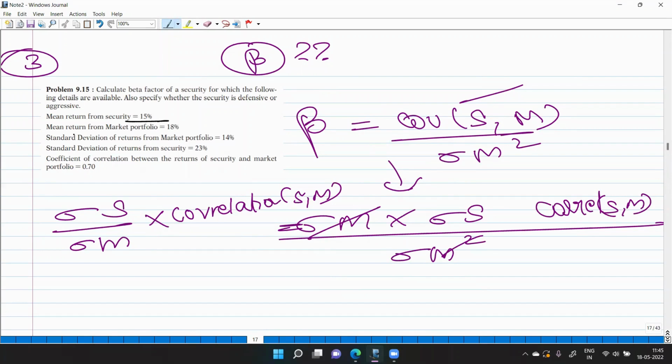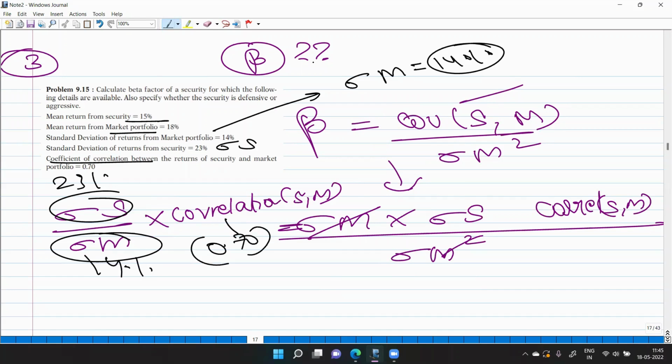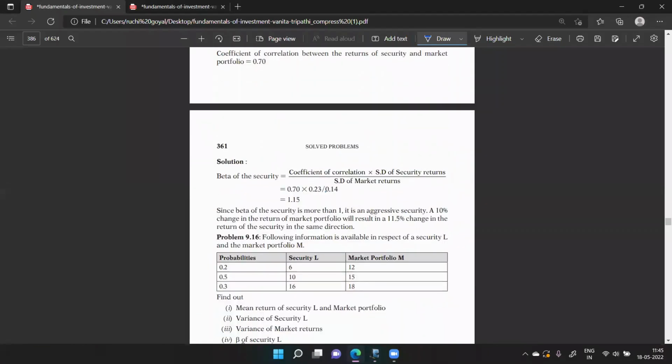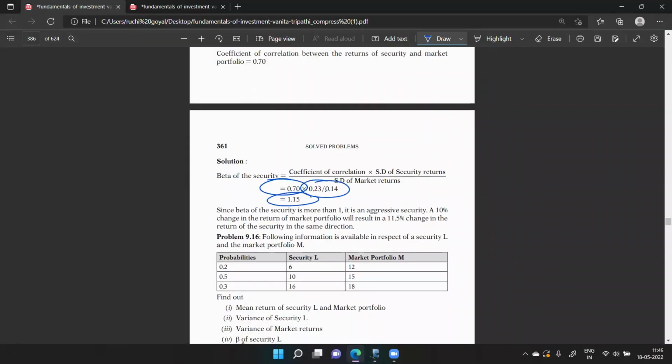Mean return is this, mean return from market portfolio is this, standard deviation from return on market, this is nothing but, so can I write 14% here? Standard deviation of security, that is 23%, this is 14%, coefficient of correlation 0.70, okay? So this is how you calculated the beta. Let's see, so 0.70 here into 0.23 divided by 0.14, coming out to be 1.15.